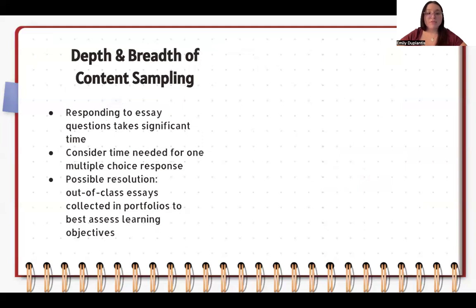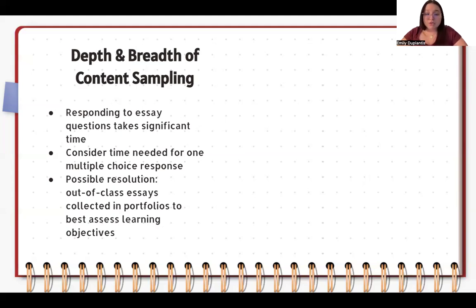The depth and breadth of content sampling. So, responding to essays takes a pretty significant amount of time. If you consider the amount of time needed for a student to respond to one multiple choice question, you may be looking at 1 minute. Students could answer 30 multiple choice questions in about 30 minutes. But in that same 30 minutes, they may answer one essay type question or one written response question.